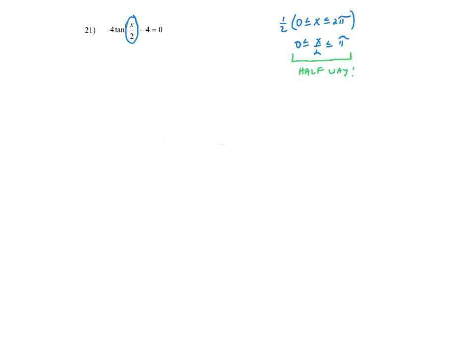Okay, go over here and start isolating the trig function. Add 4 to both sides. Now divide both sides of the equation by 4. These 4's cancel. Tangent of x over 2 equals 1. List all of the angles where the tangent value is 1. In this problem, the angles are x over 2.